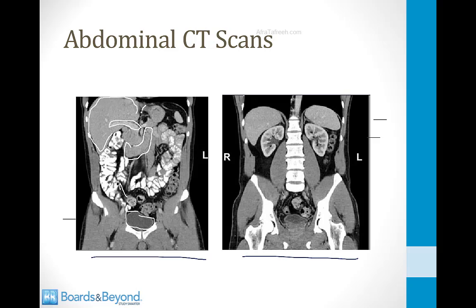In the top left of this picture, you see a structure that has some black holes to it here. Black means air, and the only places you should see air in the abdomen are inside the stomach or the intestines. So when you see a structure filled with air in the top left, that is the stomach.